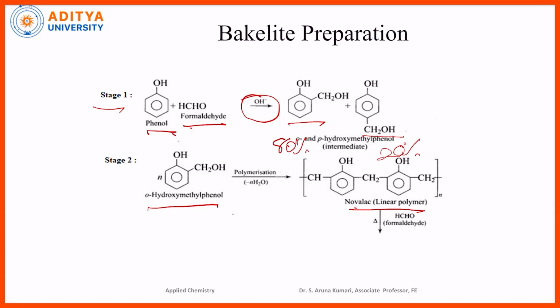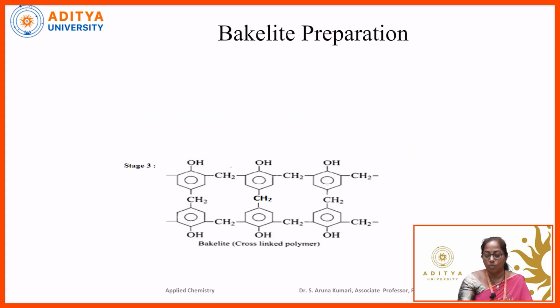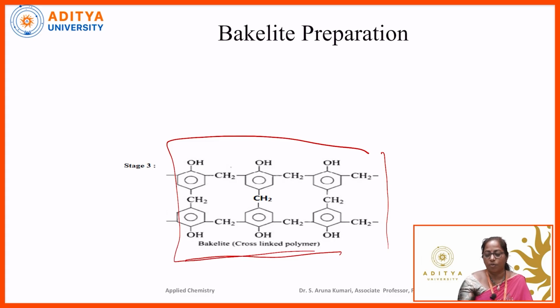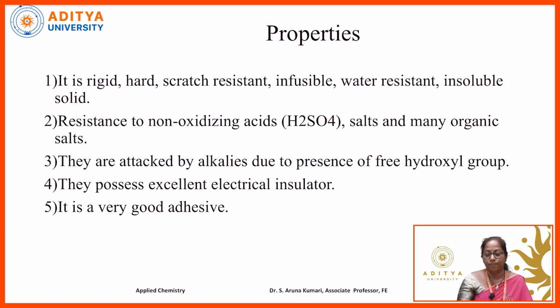So, this Novolac is further heated with formaldehyde where we have the bakelite formed where the linear polymer changes into a cross-linked polymer. So, this is how the structure of the polymer bakelite is, where it is having a 3-dimensional structure where the monomer is bonded to its neighboring monomers on either side. So, that is how we have a bakelite having a cross-linked structure. Now, let us see what are its properties.